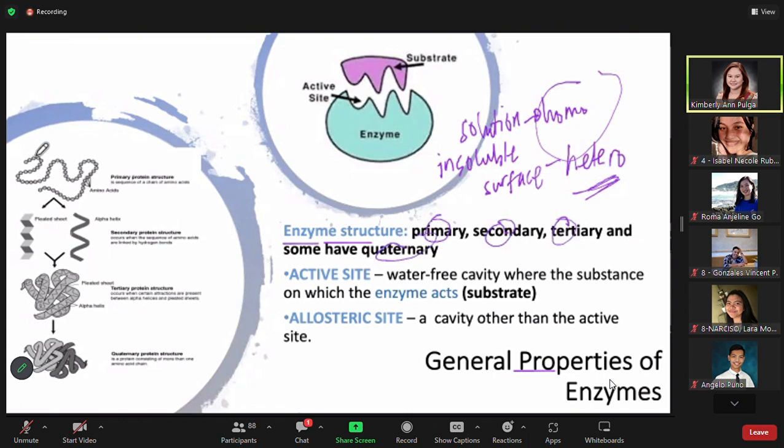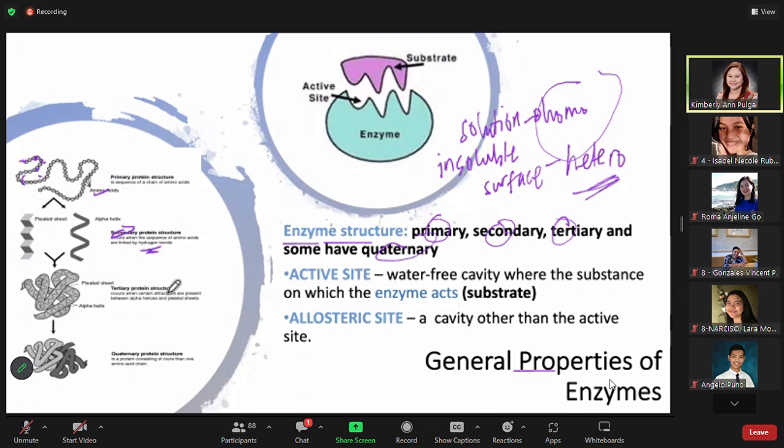So as you can see here, first you have your primary protein structure. The primary protein structure contains a specific amino acid sequence. There it is, a sequence or chain of amino acids. So it's simple, it's just a chain. You have here the amino acids. Now, if these chains undergo twisting, it will result in your secondary protein structure. They undergo twisting and they are linked by hydrogen bonds.